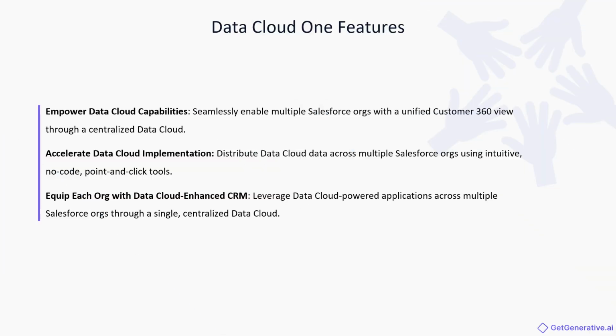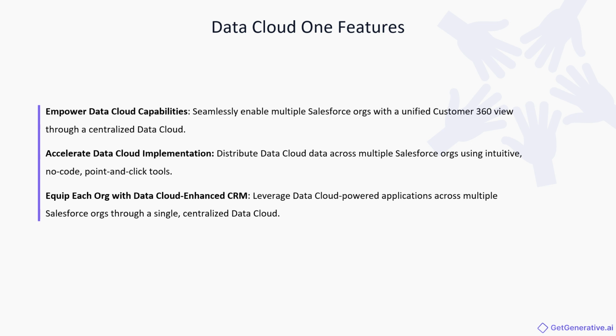All right, empower data cloud capabilities. Again, seamlessly, you'll be able to enable multiple Salesforce orgs with a customer 360 view through a centralized data cloud. So your data cloud is centralized, but that information is copied over to other instances for utilizing in flows, running SOQLs, using them in LWCs, pretty much thinking like you have procured data cloud in each one of those instances. Accelerate data cloud implementation.